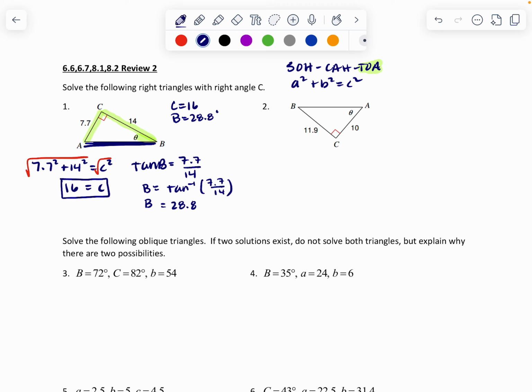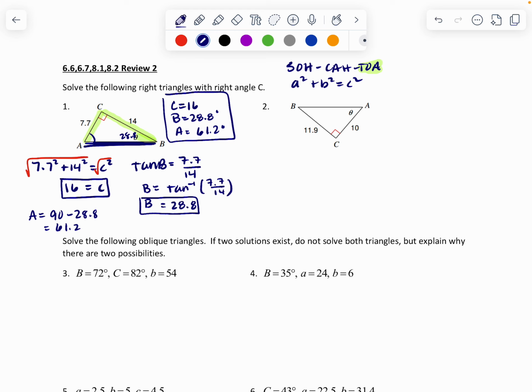And then the last thing I need to do is find angle A. I know this is 28.8. To find angle A, the quick way is to subtract from 180, but because it's a right triangle, I can just subtract it from 90. So 90 minus 28.8 is 61.2. Okay, so that is problem number 1. I'm going to box that for you so you can see it.